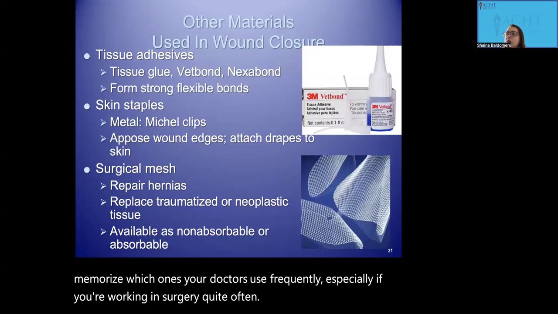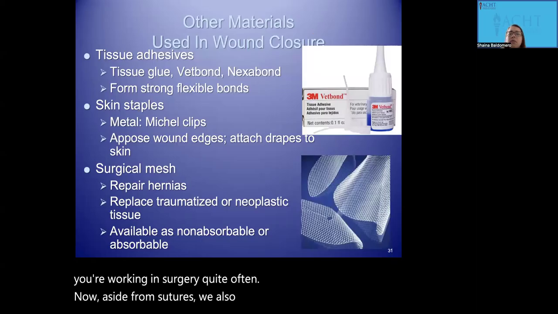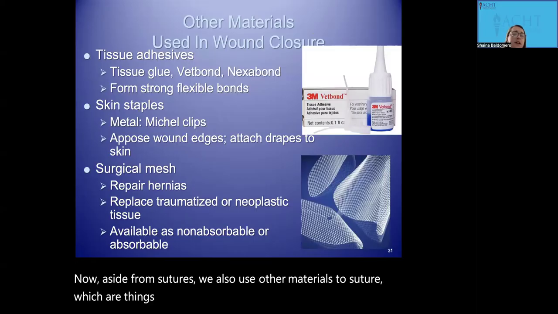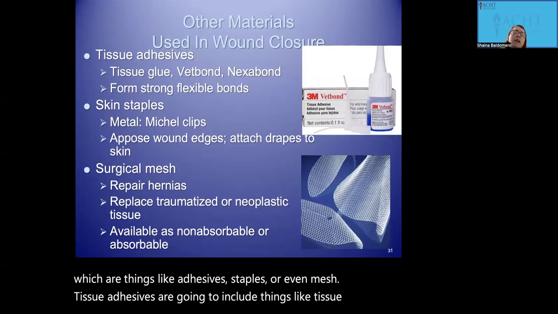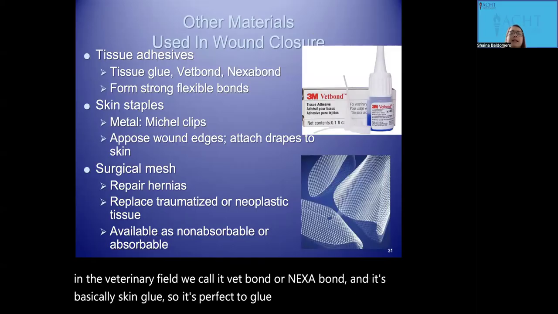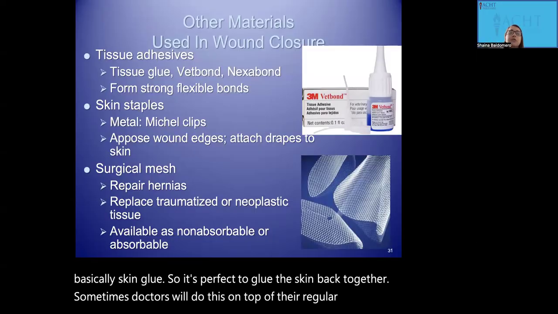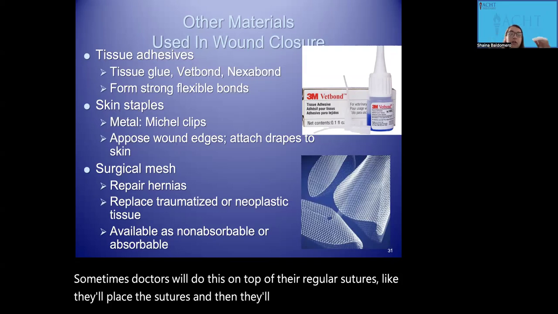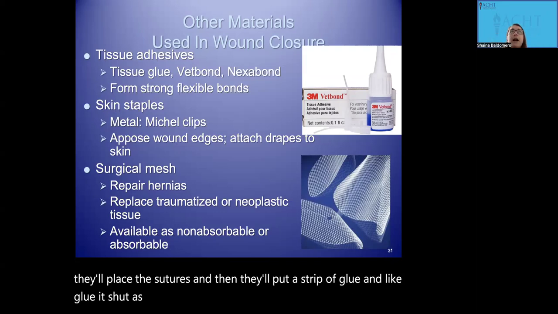Now, aside from sutures, we also use other materials to suture, which are things like adhesives, staples, or even mesh. Tissue adhesives are going to include things like tissue glue, which in the veterinary field we call Vetbond or Nexaband, and it's basically skin glue, so it's perfect to glue the skin back together. Sometimes doctors will do this on top of their regular sutures, like they'll place the sutures and then put a strip of glue and glue it shut as well, especially if it's in a highly mobile area and they're worried about it coming undone.